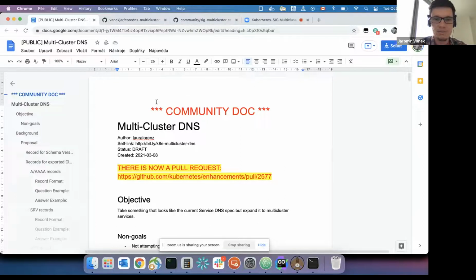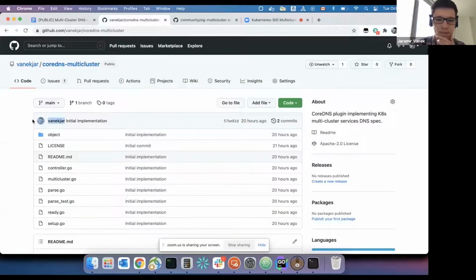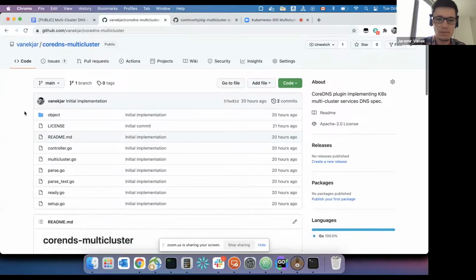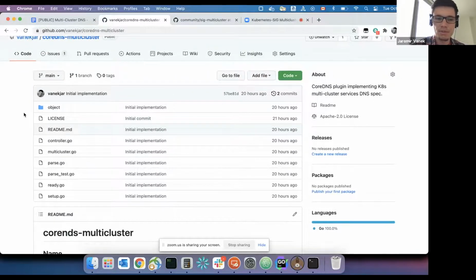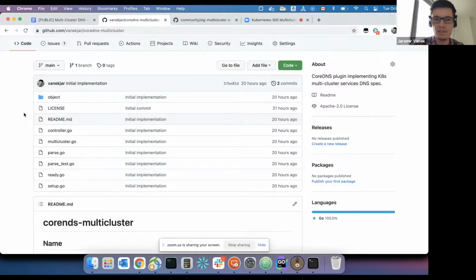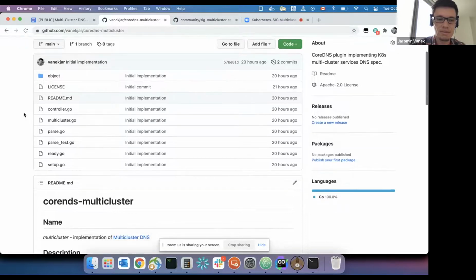So I decided to kickstart the implementation of the multi-cluster DNS. And as we discussed with Laura before, one of the ways to do that is to implement a separate CoreDNS plugin that can be just enabled, and it would support the multi-cluster DNS spec. So that's what I published here on my GitHub. The implementation is almost identical to the existing Kubernetes plugin, so I forked most of the code. It runs a controller in the background that monitors all service imports and translates all queries for the clusterset.local zone to those service imports.